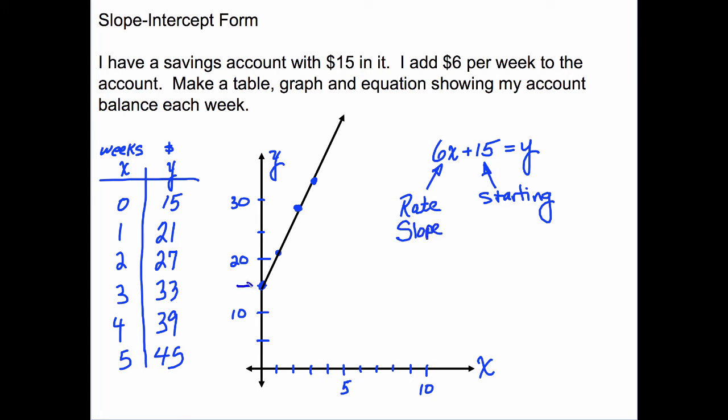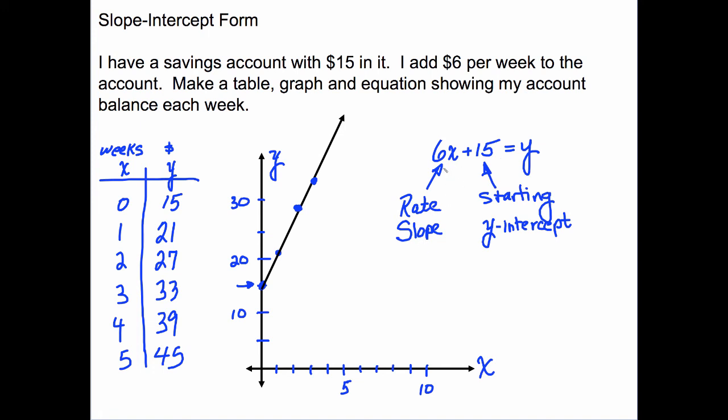And this point right over here, this point where the graph crosses the y-axis, is the starting point. And this is called the y-intercept. On a graph, it is the point at which the graph crosses the y-axis, and it can be seen in the equation as this constant term after the 6x.